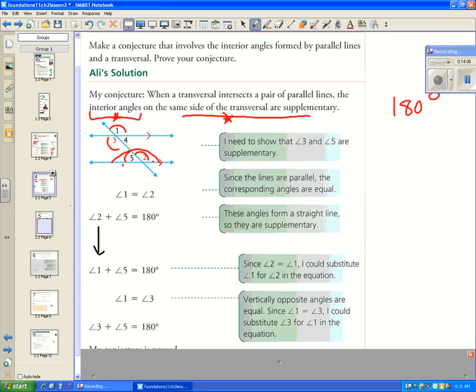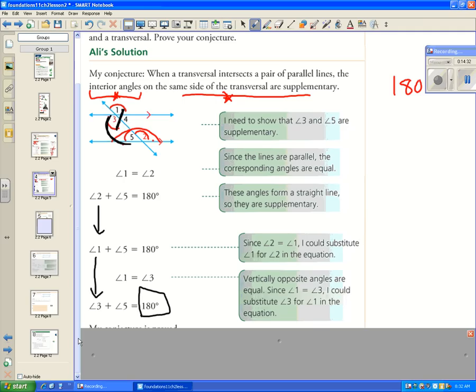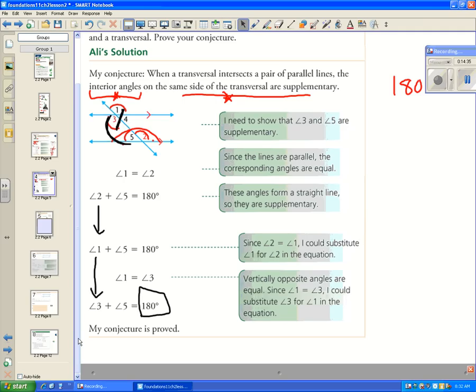She said that vertically opposite angles are equal. So 1 and 3 are vertically opposite. So she could substitute 3 in for 1. So she showed that angle 3 plus angle 5, or these interior angles, these on the same side of the transversal, added to equal 180, or were supplementary. And she has proved her conjecture.